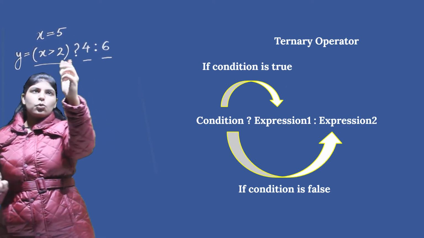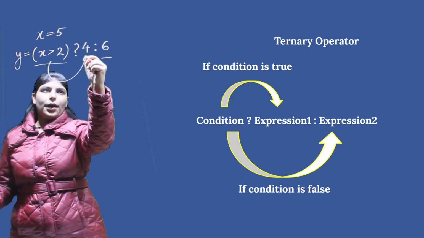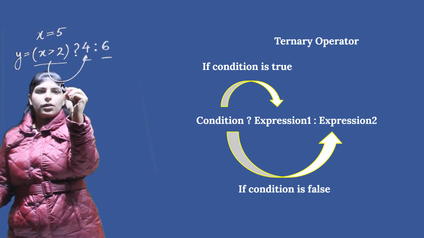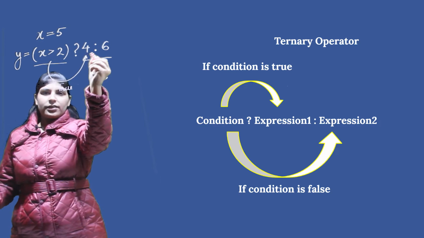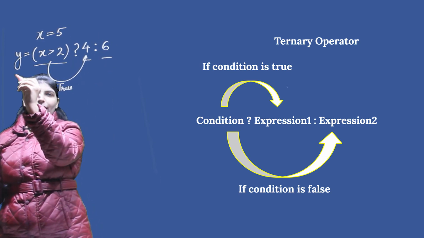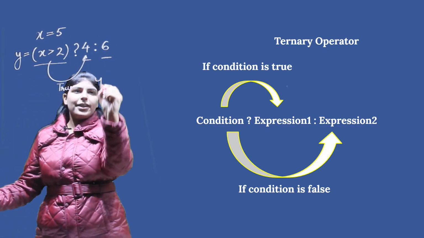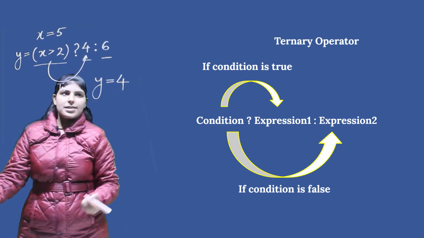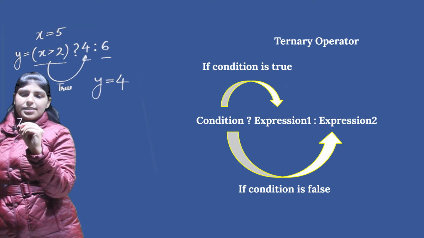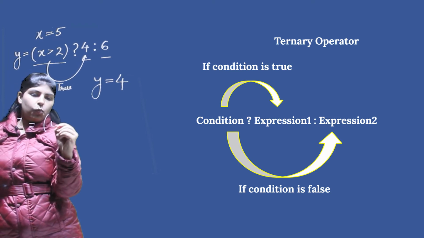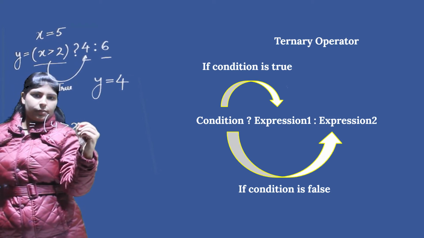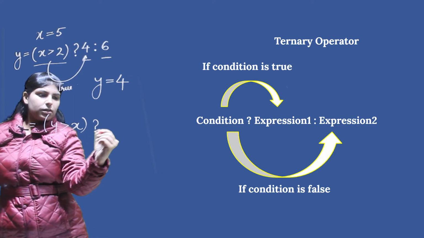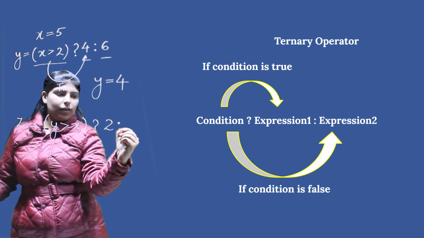So if this is true, I'll execute expression 1. Now I'll get 4 on the right hand side. I am assigning this to y. So y will get value 4 here. Right? So let's see another example. If I have z equals y greater than x question mark 2 colon 3.